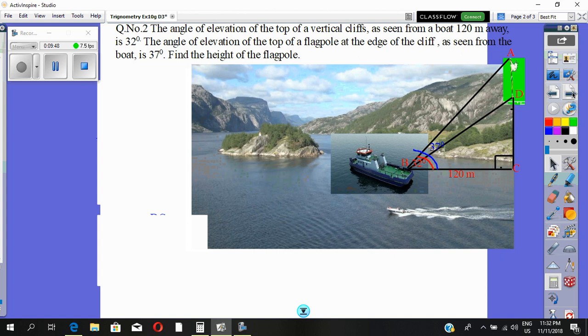Let's see, another question is here. Question number 2: the angle of elevation of the top of a vertical cliff as seen from a boat 120 meters away is 32 degrees. The angle of elevation of the top of the flagpole at the edge of the cliff, as seen from the boat, is 37 degrees. Find the height of the flagpole.